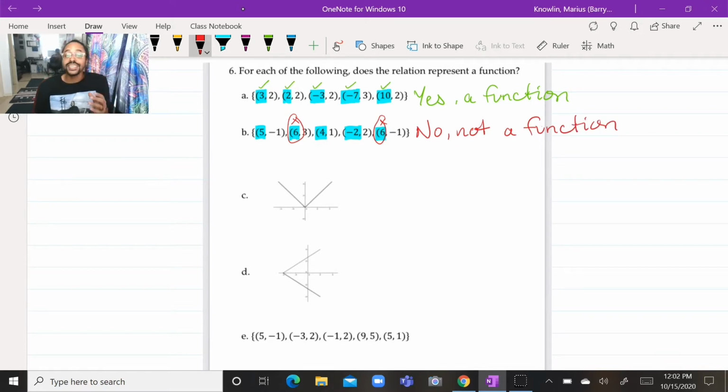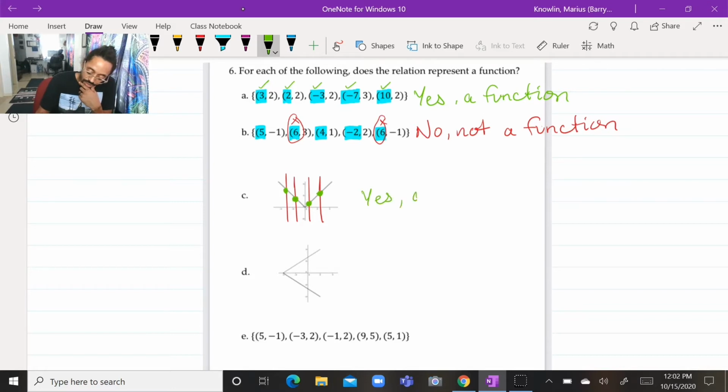For C and D, because they're graphs, we have to use what? The vertical line test. So let's go ahead and use that vertical line test. 1, 2, 3, 4. And I'll put my green dots where they intersect the graph. Each vertical line only touches our graph once. So the answer here is yes, a function.